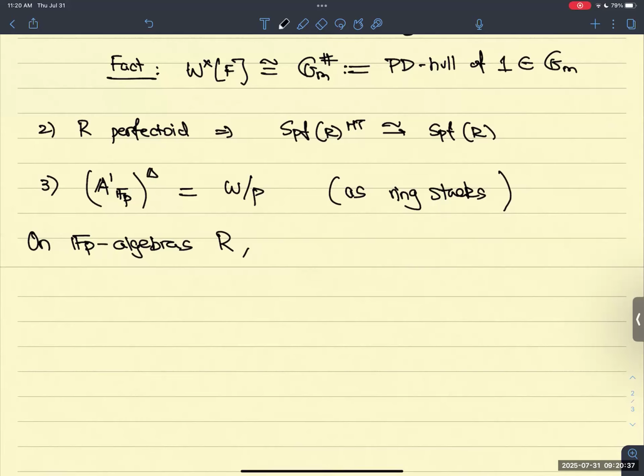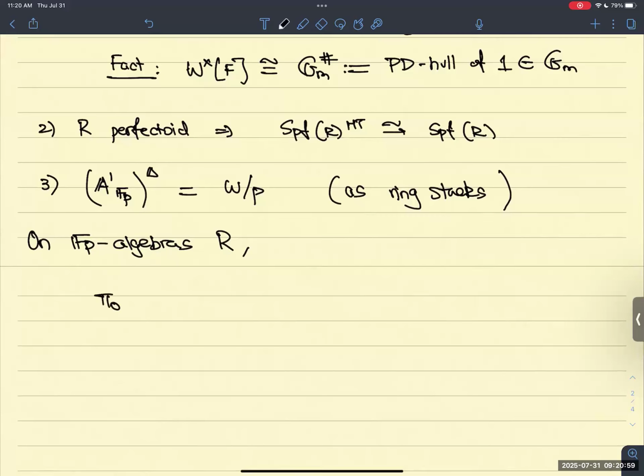So I want to give a description of a stack, and the way I'm going to do it is I'm going to describe first what the coarse moduli space is, and then I'm going to describe what the stabilizers are. And it turns out that the stack is actually a gerbe over the coarse moduli space. So I'm just going to tell you what the coarse moduli space is and what the generic stabilizer is. And so the concrete statement that you get is that pi 0 of W mod P, and pi 0 here means the coarse moduli space. I'm thinking of it as a functor valued in rings, and so calling it pi 0, but it's the universal sheaf of sets that W mod P maps to. Pi 0 of W mod P is just GA.